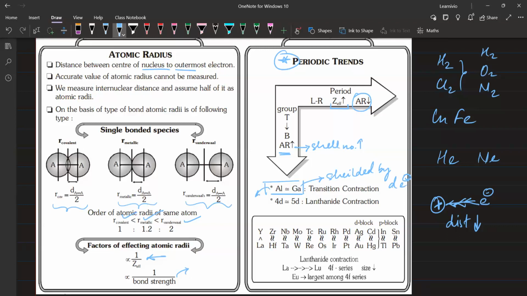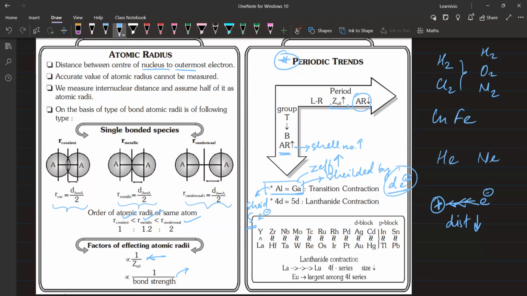And what is happening to aluminium? It is shielded by s electrons. Now we know that the d electrons do not shield very effectively. They have a poor shielding effect, and that is why for gallium the Z effective is high. So even though you are going from top to bottom in a group, the Z effective is high. Why? Because gallium is shielded by d electrons, which have a poor shielding effect as compared to aluminium. Aluminium is shielded by the s electrons, and s electrons have very effective shielding effects.